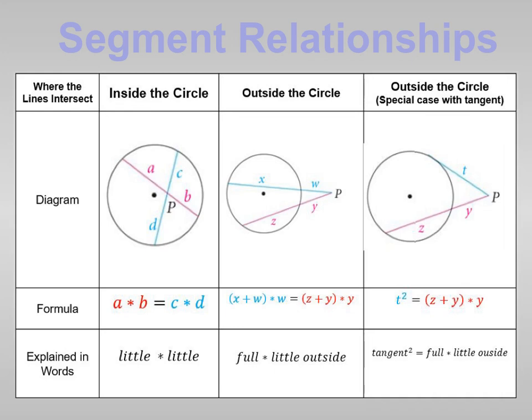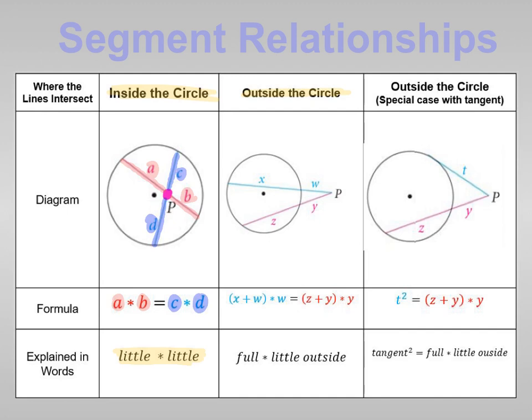Now, to summarize the segment relationships, first let's review what we have for our different properties. So we have when the lines intersect inside the circle, as shown, we're multiplying the little part of one line times the little of the other. So A times B, noticing they're on the same segment, equals the little part C times the little part D. And again, essentially this theorem is telling us that we should multiply the little part times the little part.